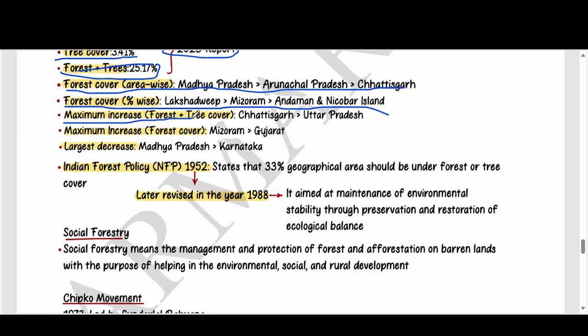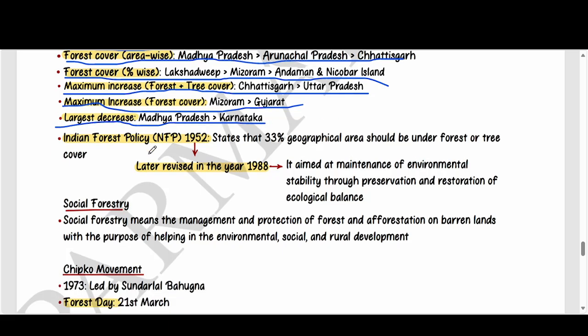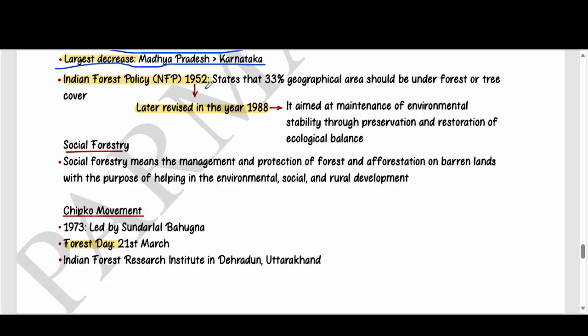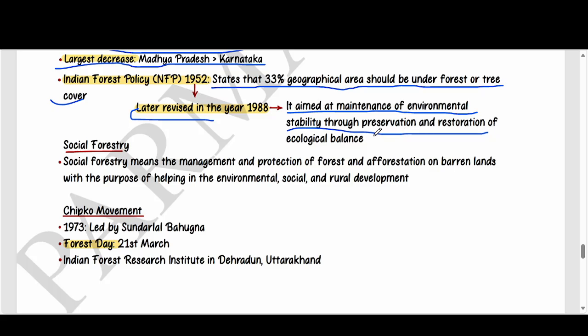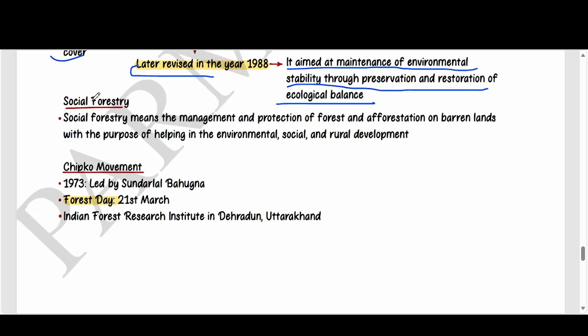Maximum increase in forest plus tree cover: Chhattisgarh, Uttar Pradesh. Maximum increase in forest cover: Mizoram and Gujarat. Largest decrease: Madhya Pradesh and Karnataka. Indian Forest Policy 1952 laid down that 33% of geographical area should be under forest or tree cover. Later revised in the year 1988. It aimed at maintenance of environmental stability through preservation and restoration of ecological balance.